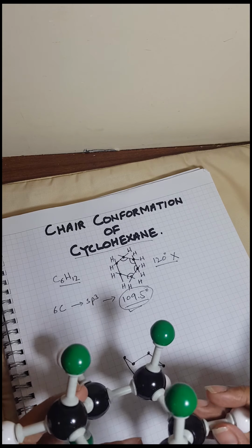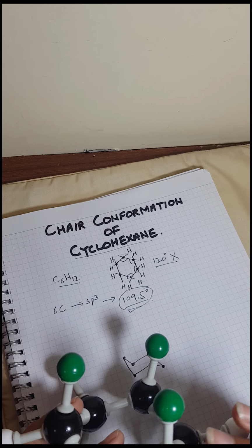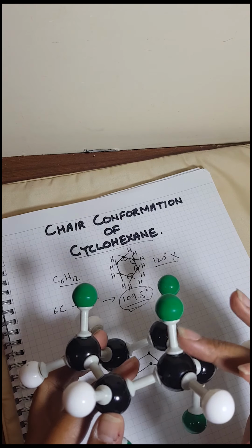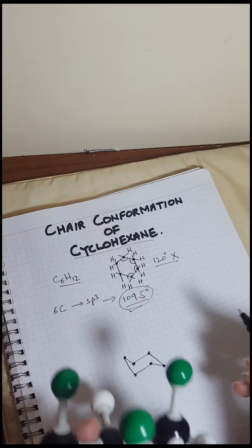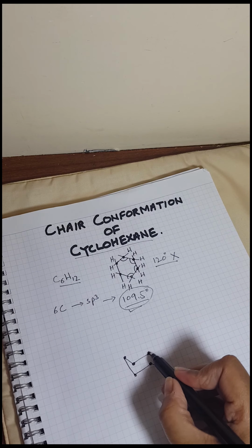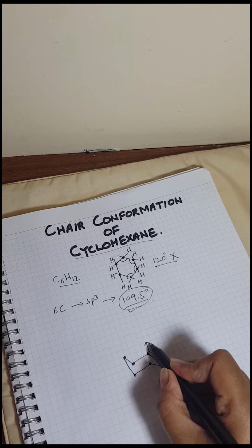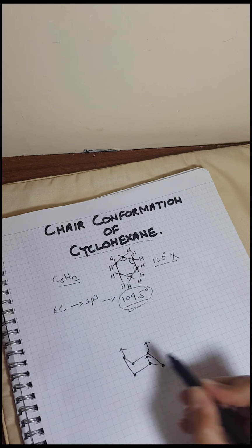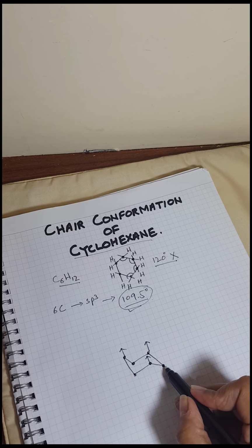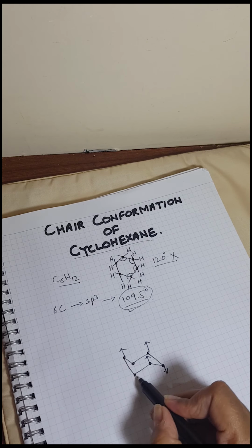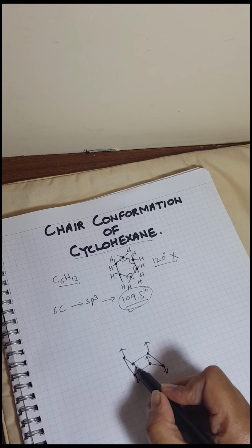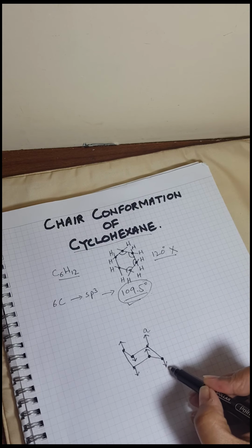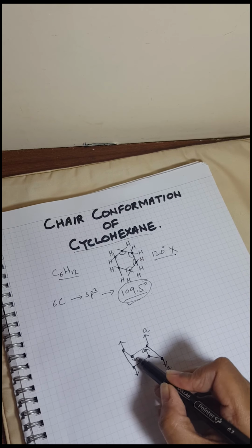Now let's see how to draw the axial bonds first. The green ones, 3 are at the upward position and 3 are at the downward position. To draw the upward hydrogens, 1, 2 and 3, and for the lower ones on the downward side, 1, 2 and 3. So these are 6 axial bonds.